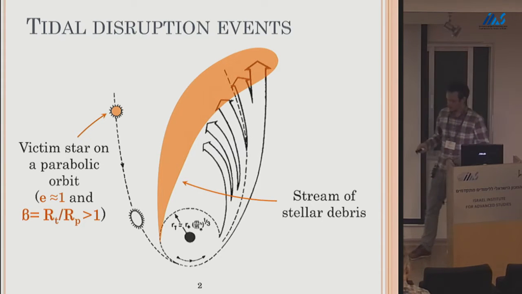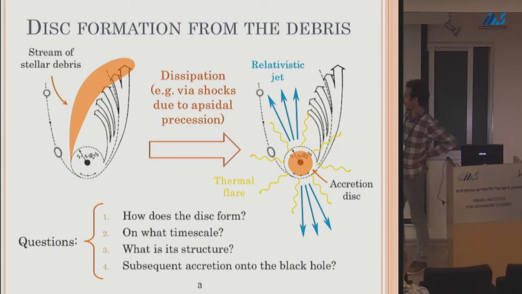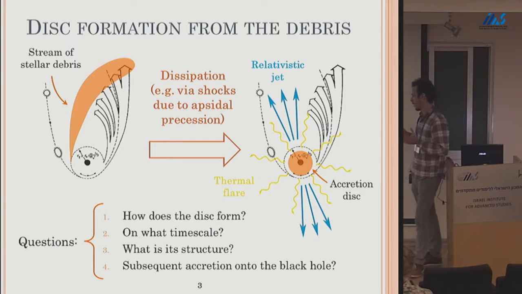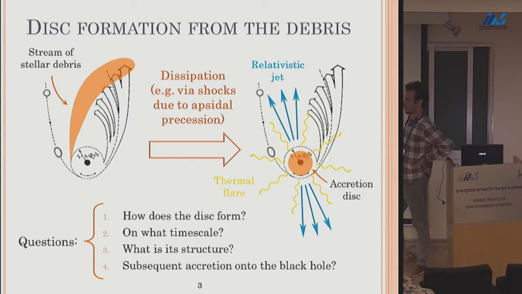Then the question of disk formation is the following. How do you get from this very eccentric and energetic stream of gas and remove enough orbital energy from it so that it forms an accretion disk on circular orbits close to the black hole? This question is important because it's from this accretion disk that important electromagnetic signatures of tidal disruptions come, such as the thermal flare due to accretion within the disk, and possibly relativistic jets that are launched in the inner regions of this disk.